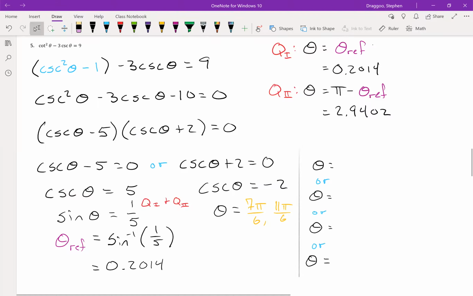All right. Problem 5, we have a similar thing going on as we did in problem 4, where again there's a quadratic equation, but also I have a mix of two different trig functions. I have cotangent squared minus 3 cosecant is equal to 9. So since I've got two different trig functions, my first step is going to be to use a trig identity to get rid of one of those trig functions, so that I can focus on having just one trig function instead of two in my entire equation.